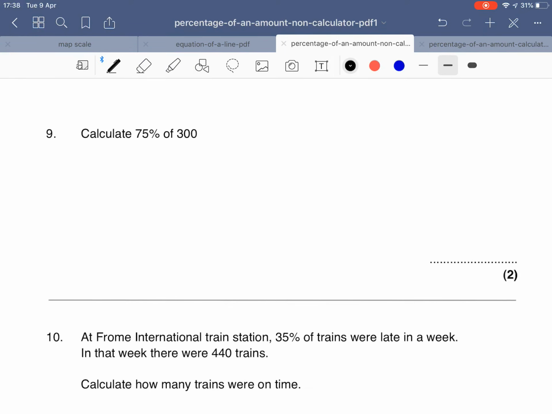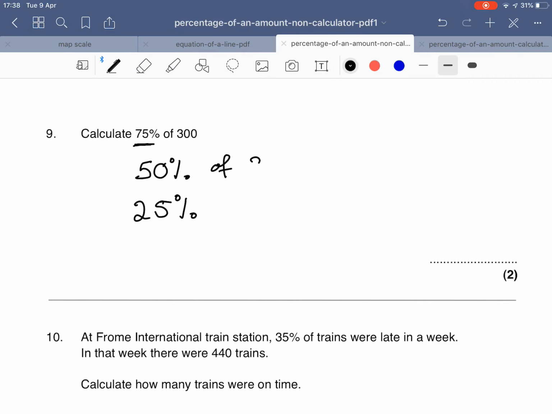Okay, calculate 75% of 300. 75%. You could do 10%, times it by 7, 5%, add it on. Or there's a quicker way for 75%, because I could find 50%, and then I know half of 50 is 25. So I could find 50% and 25% and add them. Or you could find 25% and then take it off.